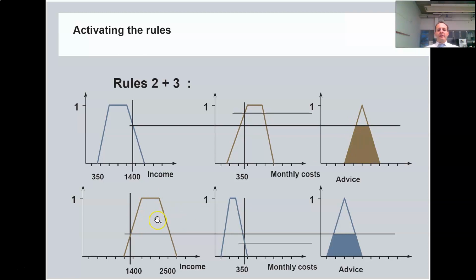And for the third rule, rule 3, we have the income is fired in this, the large, and the monthly cost is represented by this membership function. And because there is the connector OR, you are taking the maximum between the two values, and you obtain the advice represented by this fuzzy set.